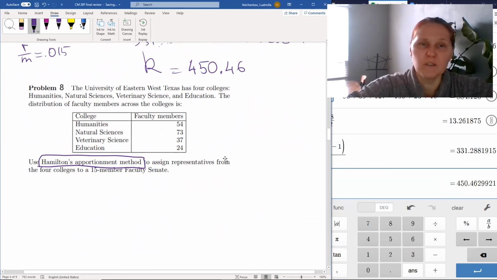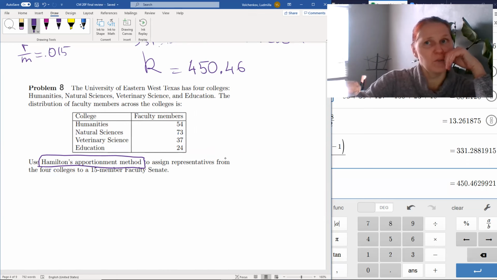Suppose that University of East and West Texas has 4 colleges: humanities, natural sciences, veterinary science, and education. The distribution of faculty members across the colleges is given by the table. Assign representatives from the 4 colleges to a 15-member faculty senate.